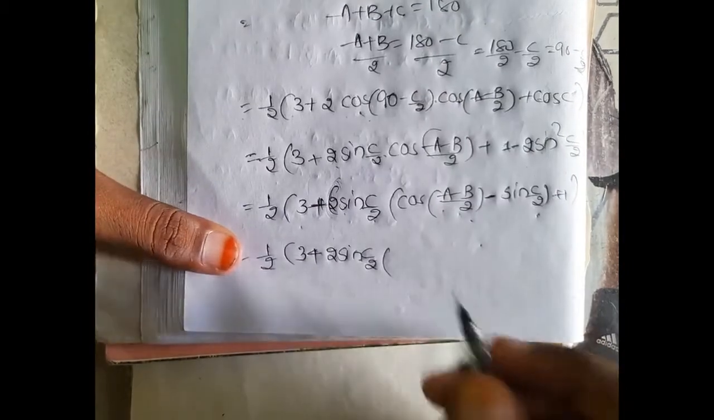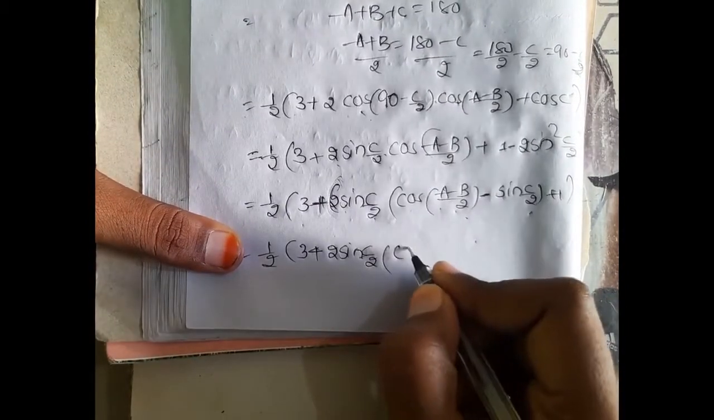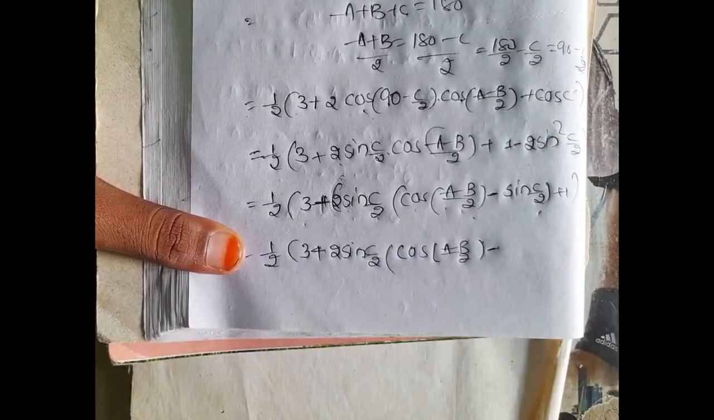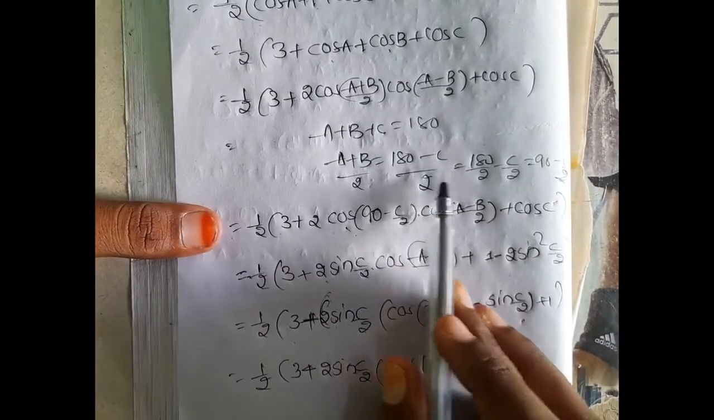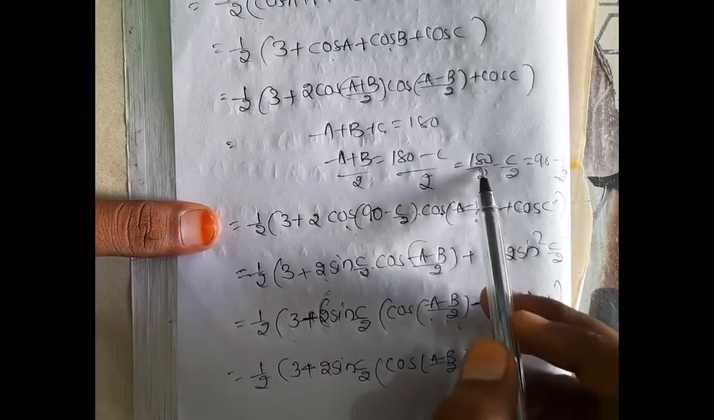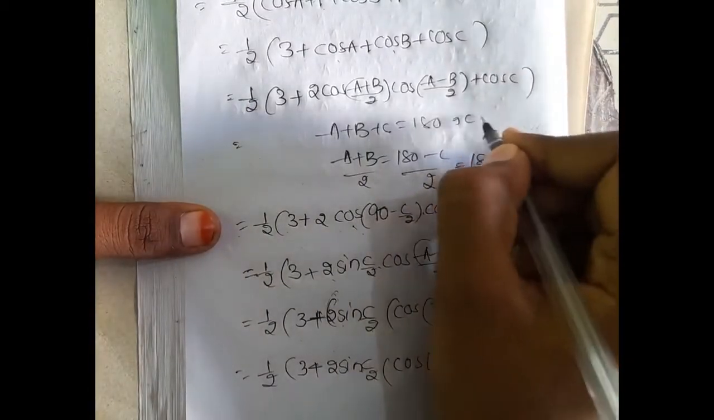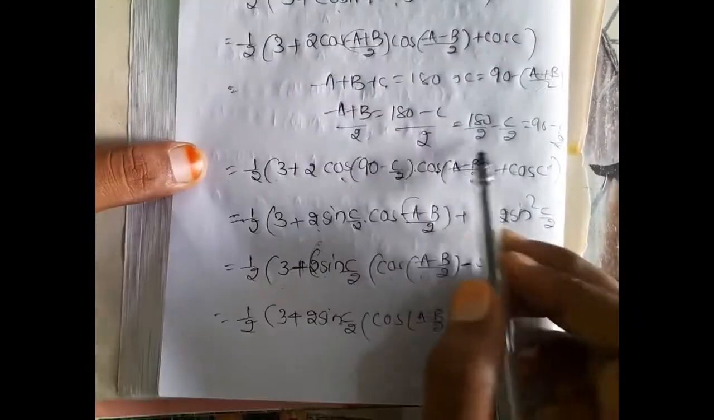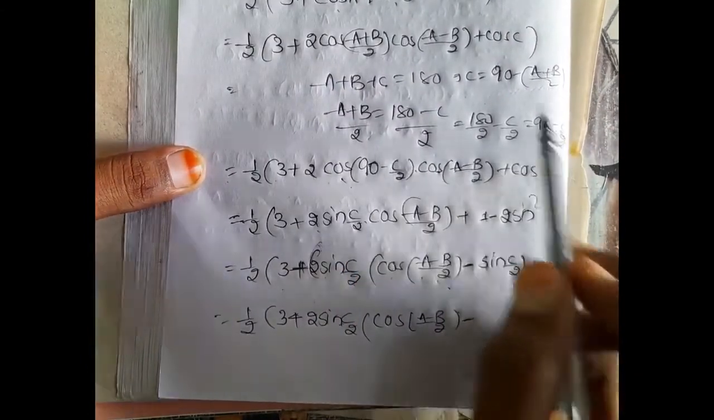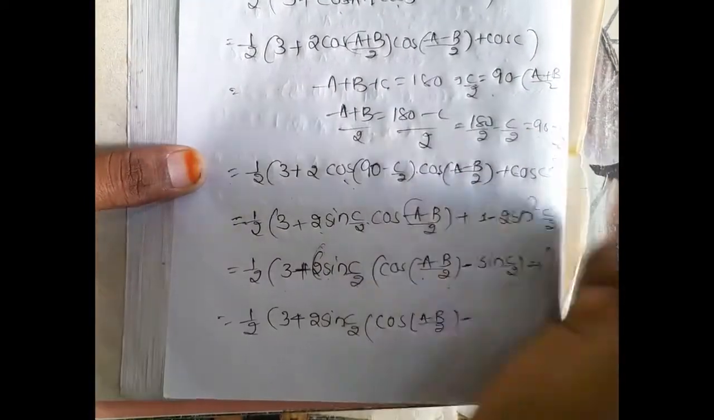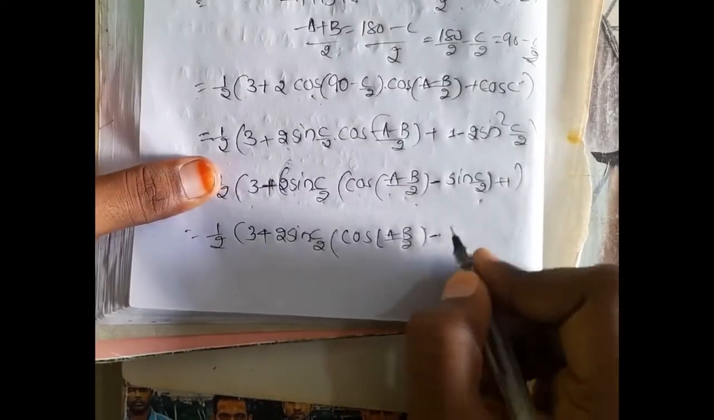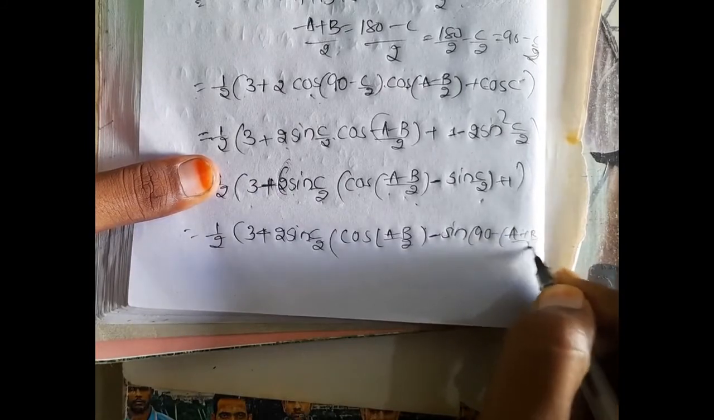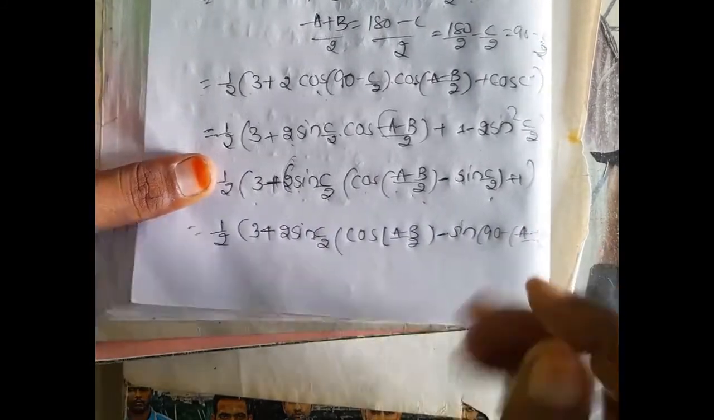Now cos (a minus b) by 2 minus, here we got (a plus b) by 2 equals 180 minus c by 2, which means 90 minus c by 2. Then what is c? c by 2 can be 90 minus (a plus b) by 2. In the same way, (a plus b) by 2 is 90 minus c by 2. So c by 2 equals 90 minus (a plus b) by 2. Sin (90 minus (a plus b) by 2) plus 1.